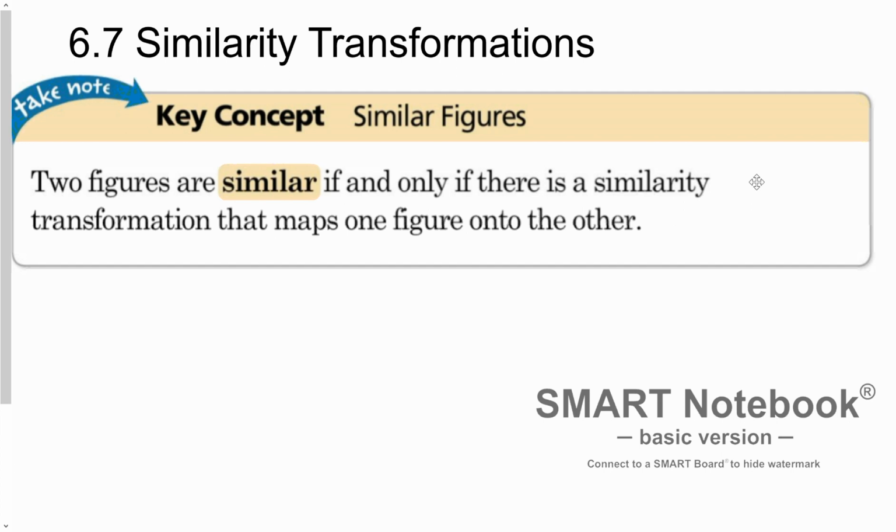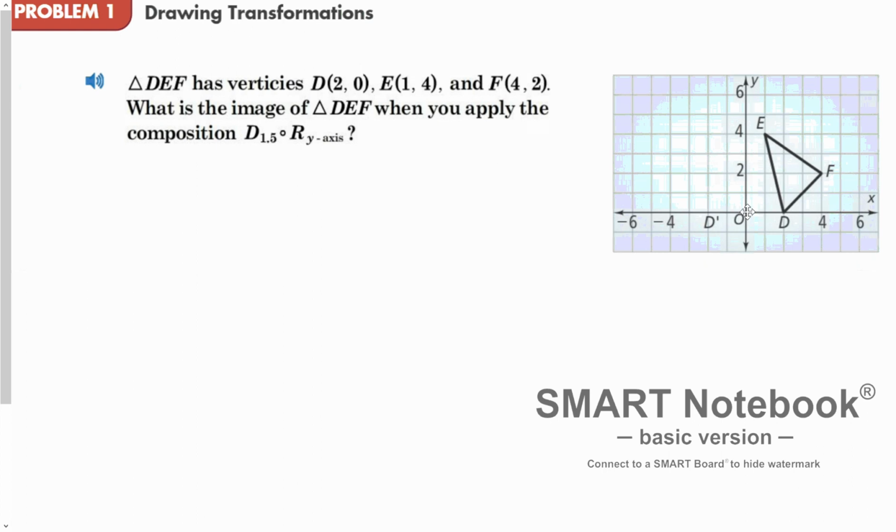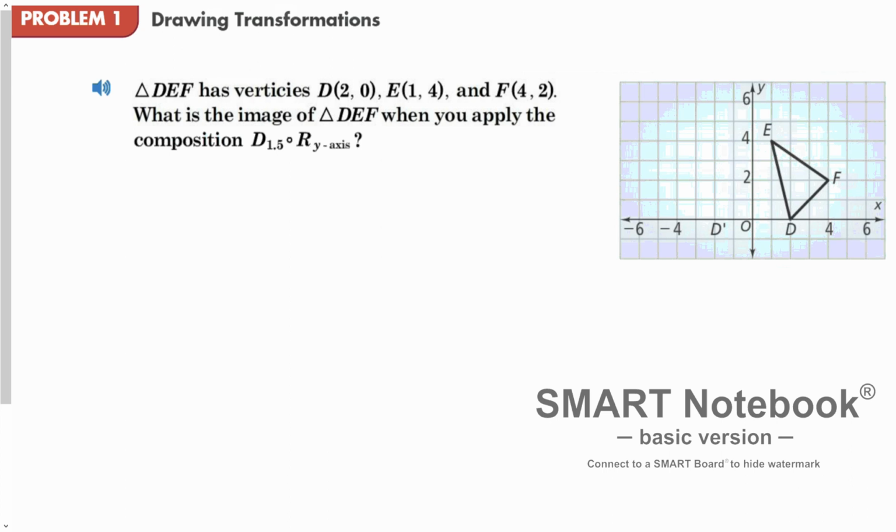So now we're just going to put all that together and describe how we perform a transformation on a figure. Okay, so we're going to take this figure and we're going to transform it. So first we're going to draw the transformations right there, problem number 1. So here we go. So this tells me what the dilation is, and this tells me how I'm going to rotate it.